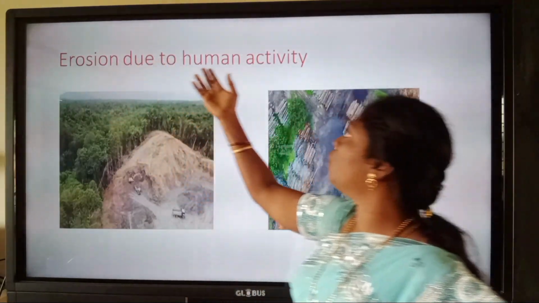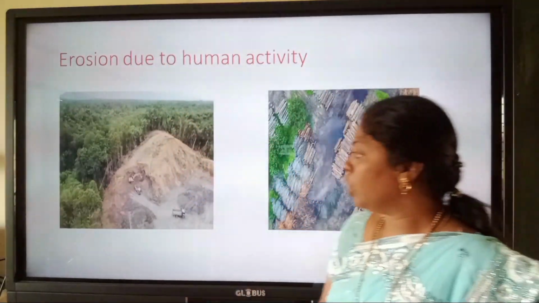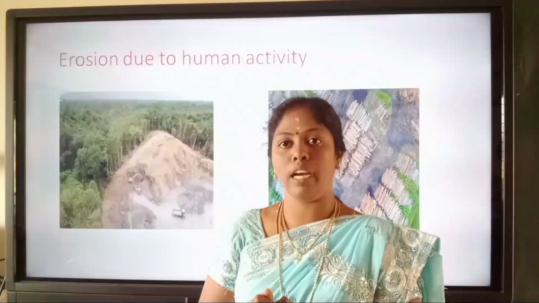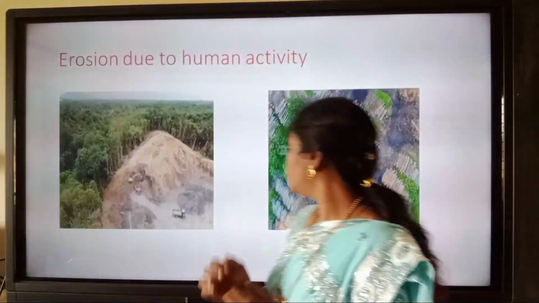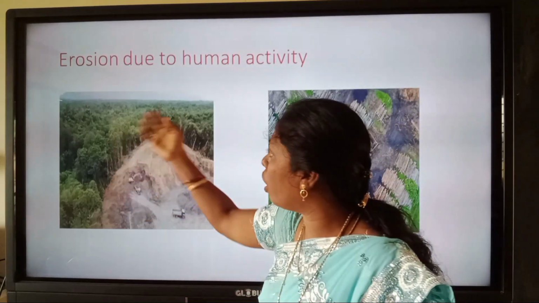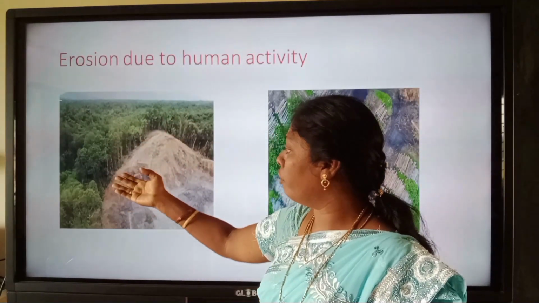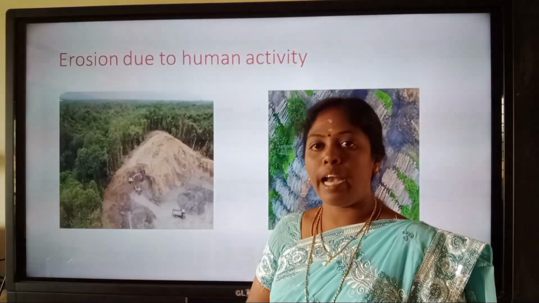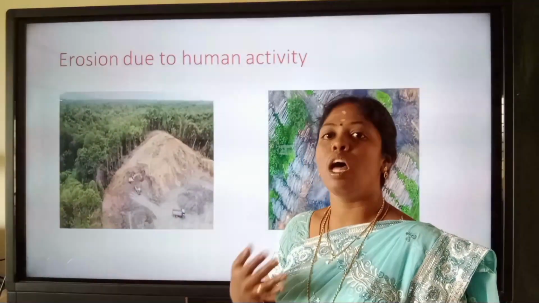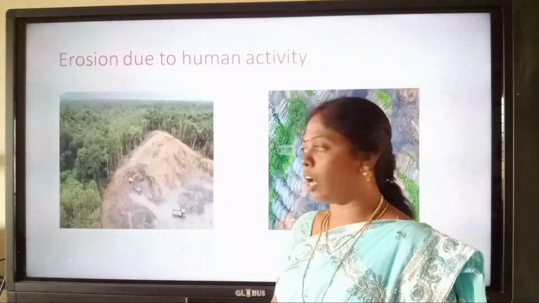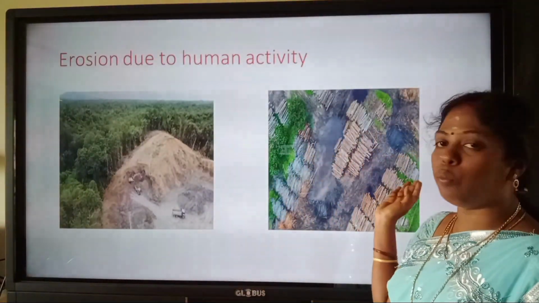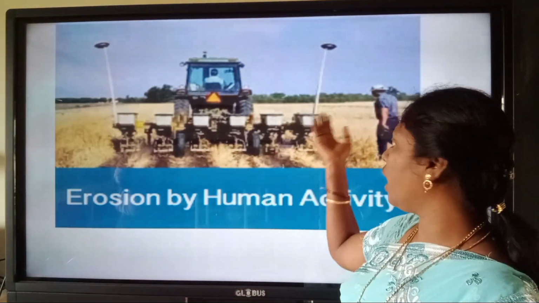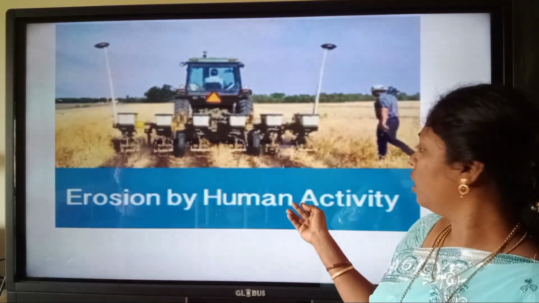Next, erosion due to human activity. So we human beings also utilize the forest and trees for many purposes. We are cutting down the forest for our own facilities, for example, to make roads, dams, for building houses, for growing the crops, etc. We even cut the trees for wood. Farmers are growing the crops and for that they are cutting down the trees.